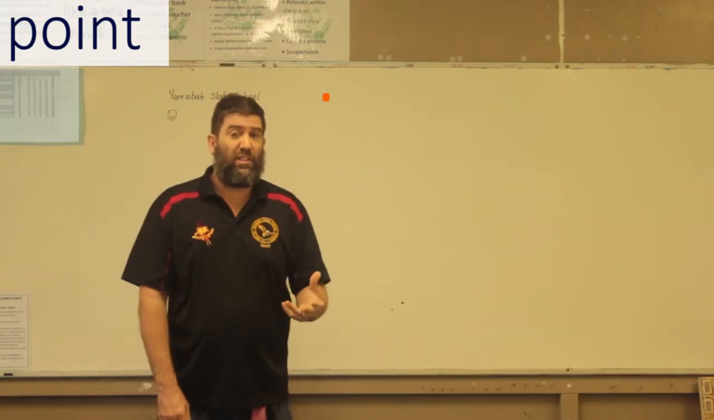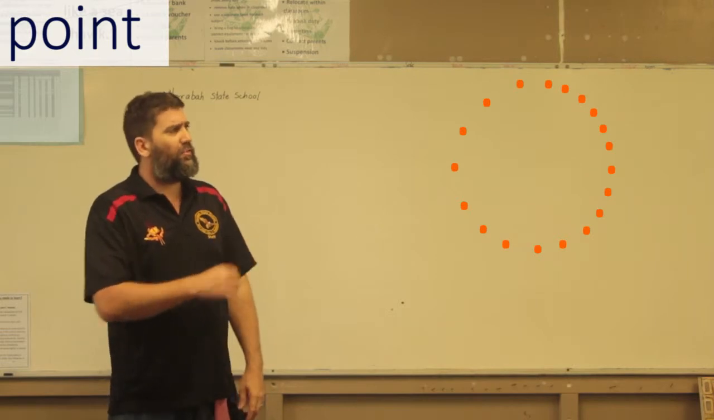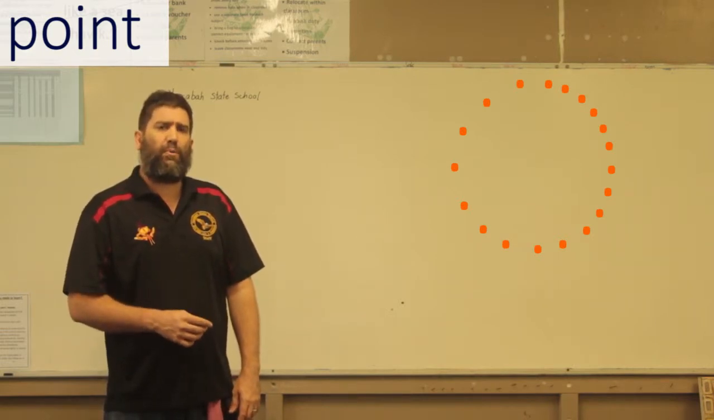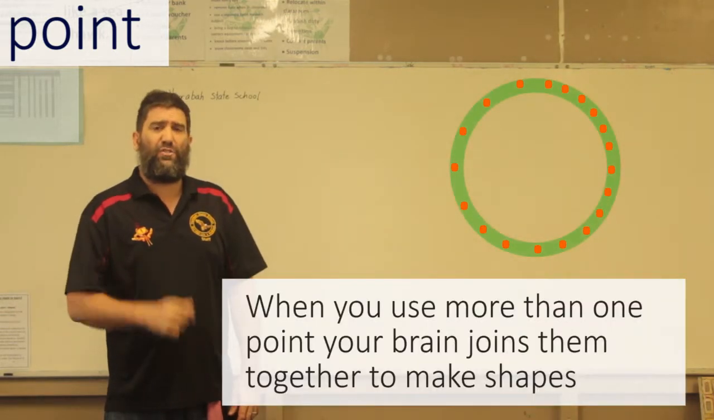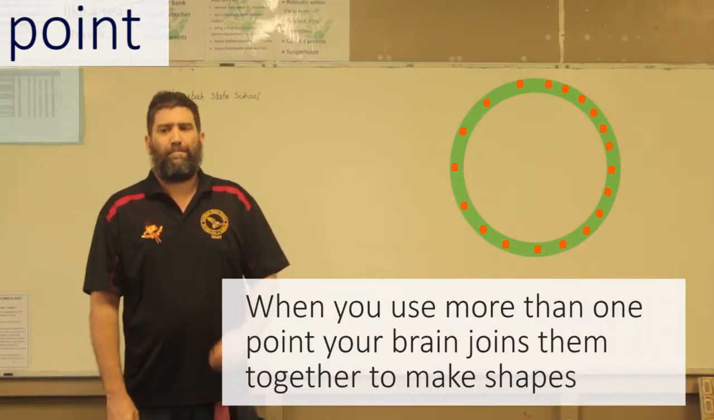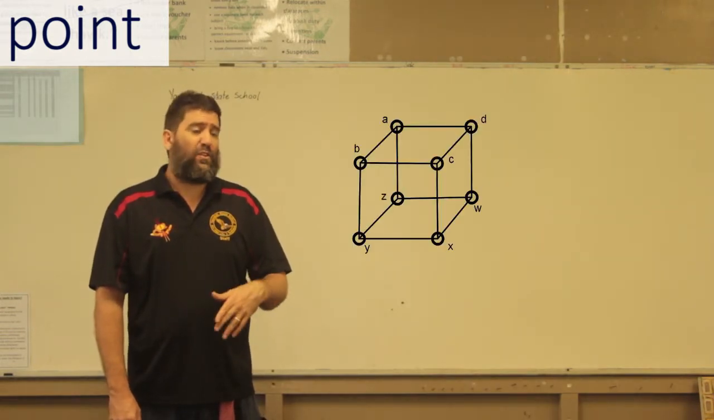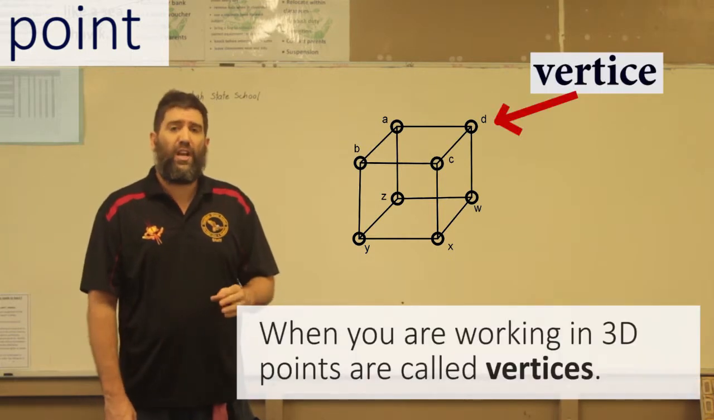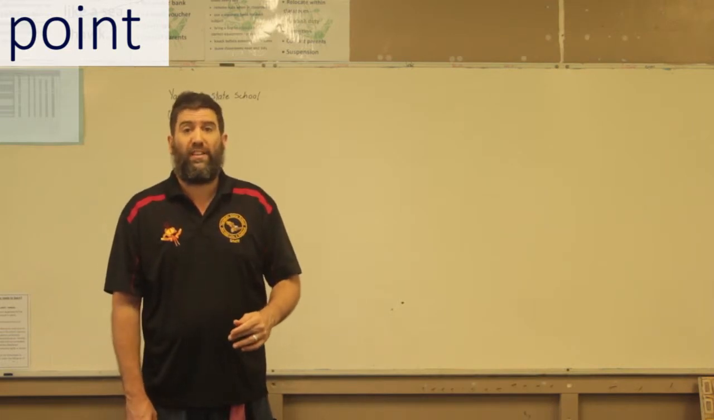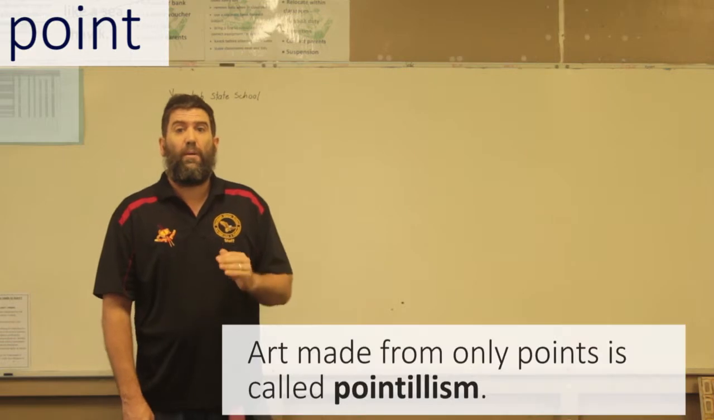Alright, here's another interesting thing about points. If I use more than one point, so let's put a few points here, your brain starts to join those points together and you see a shape. When you're working in 3D, if you're moving on to construct 3D objects, in 3D objects, points are called vertices. The last thing we're going to talk about with points today is that art made from points, all points, is called pointillism.